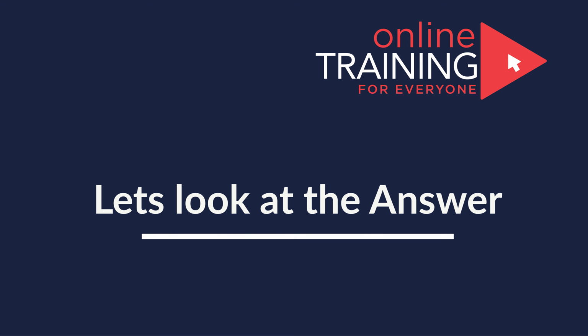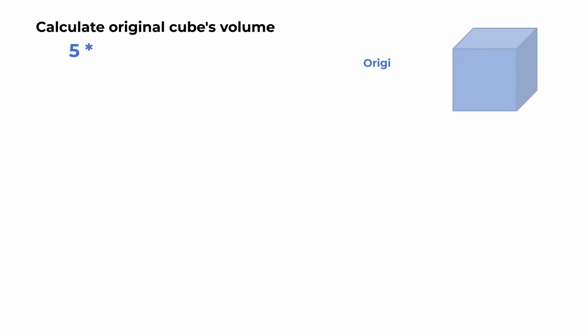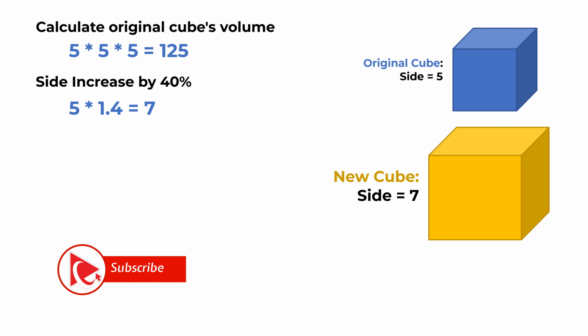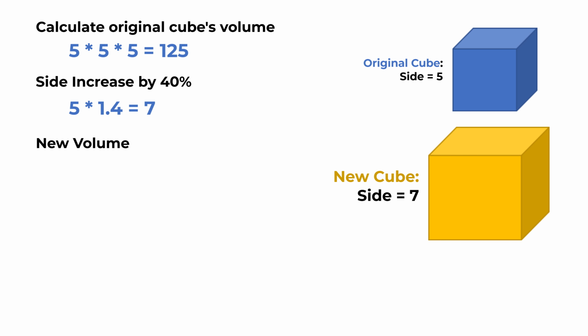First thing we're going to do is calculate original's cube volume. 5 multiplied by 5 multiplied by 5 is equals 125. Now let's increase the side of the cube by 40%. 5 multiplied by 1.4 equals 7, which means that the new cube's volume would be calculated as 7 multiplied by 7 multiplied by 7, and the end result will be 343.